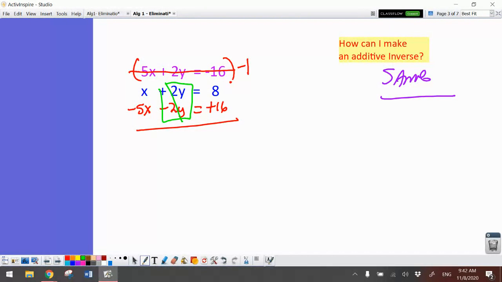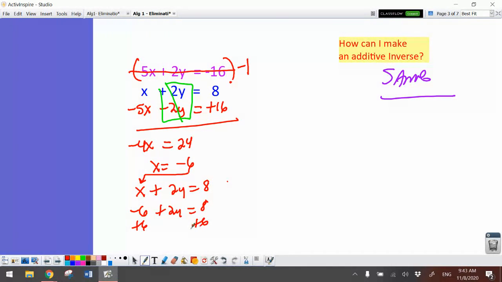So there they are. I want you to go ahead and hit pause and finish this up. Okay, let's see how we did. Negative 4x, 18 and 16 is going to give me 24. x is going to equal negative 6. Okay, and I think I'm going to use the x plus 2y equals 8 this time. Put in my negative 6. Adding my 6, 2y equals 14. Dividing by 2, y is going to equal 7. So this ordered pair is negative 6, comma 7.